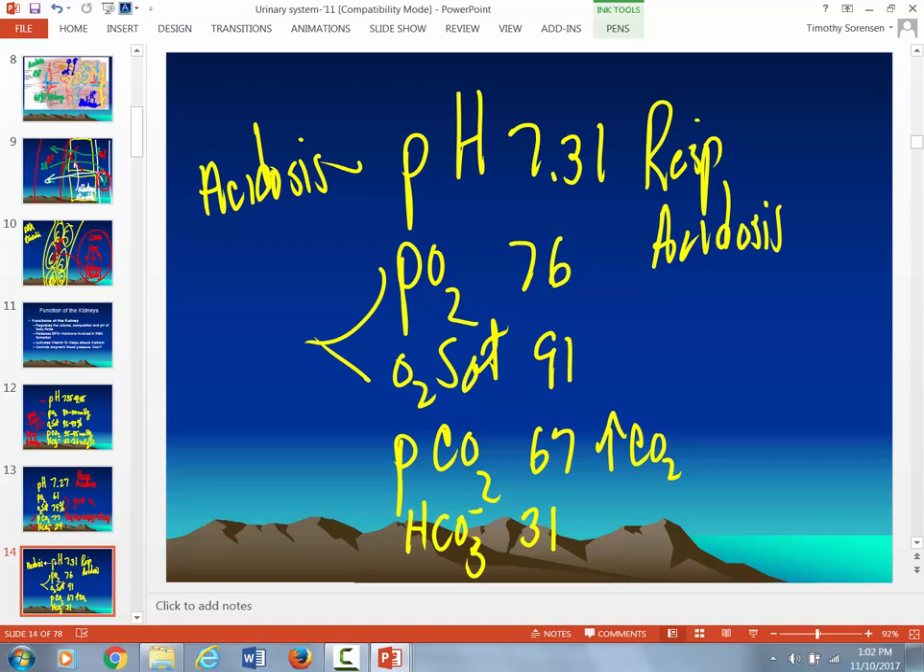Why is it partially compensated? The kidneys are moving in the right direction, but the pH is still acidic. So what's going to make you decide on respiratory versus metabolic? What would make you determine that it's a metabolic acidosis? Well, first of all, we know that bicarbonate is a base, right? So one of the things, and I'll show you right now.